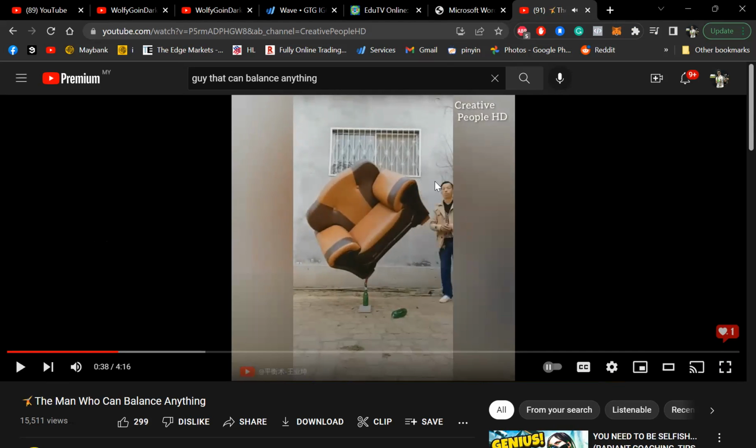So the reason why he can actually balance this so far here is because he already found the center of gravity, which is somewhere here. The center of gravity will act downwards onto this pivoting point here. That's why it won't move.